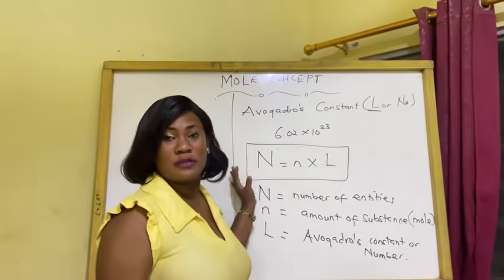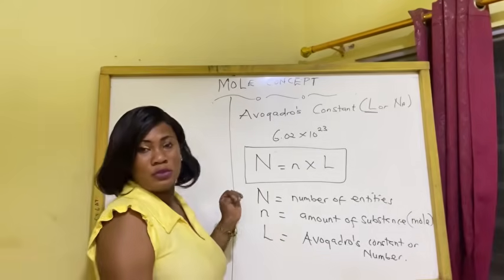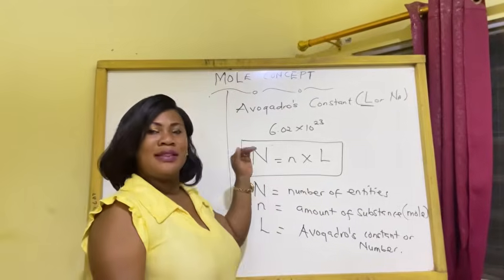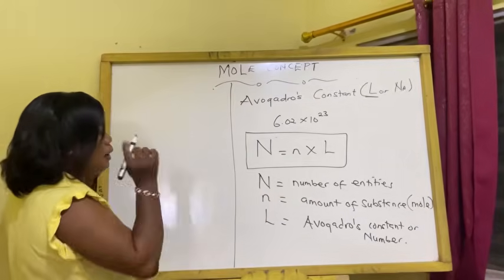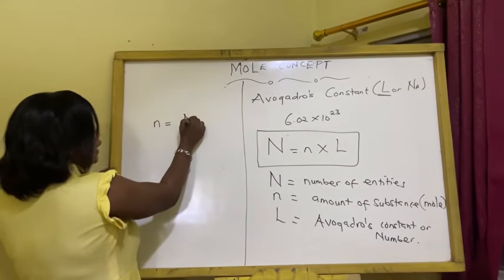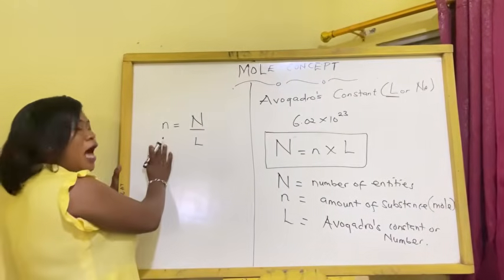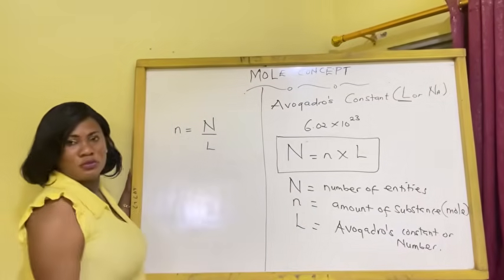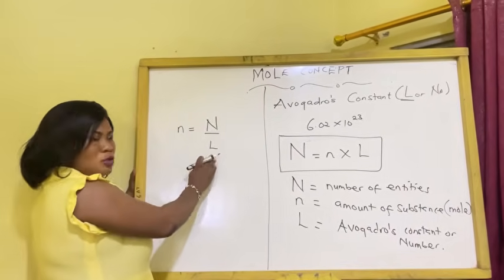So this is how the amount of substance and the number of entities are related when it comes to the Avogadro's constant. But we want to make the number of substance, or the mole, the subject. And in that relation, when you want to make small n, which is the mole, the subject, then you have n equals N over L. It means that the mole is equal to the number of entities over the Avogadro's constant.